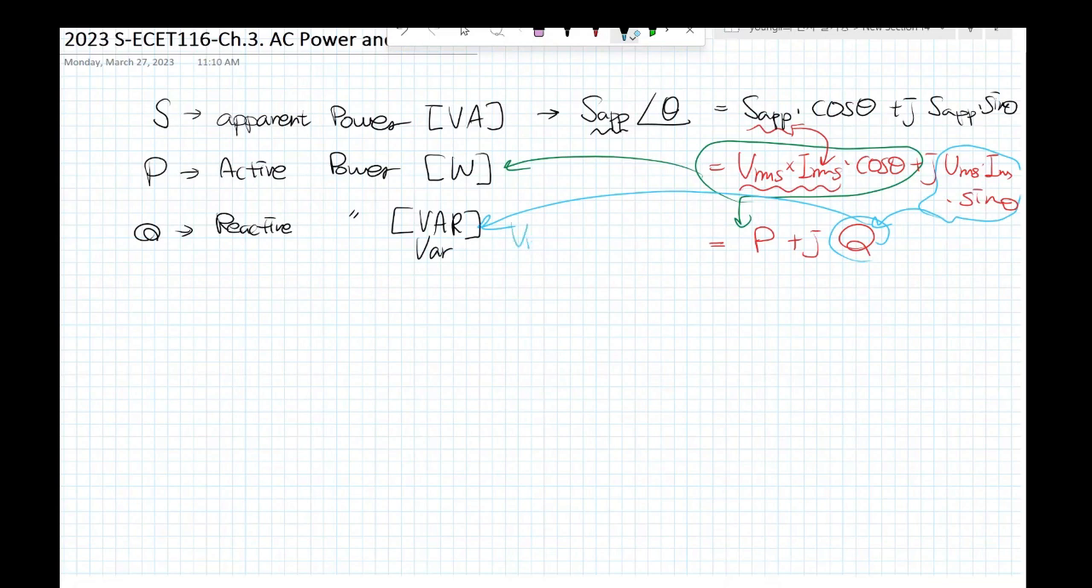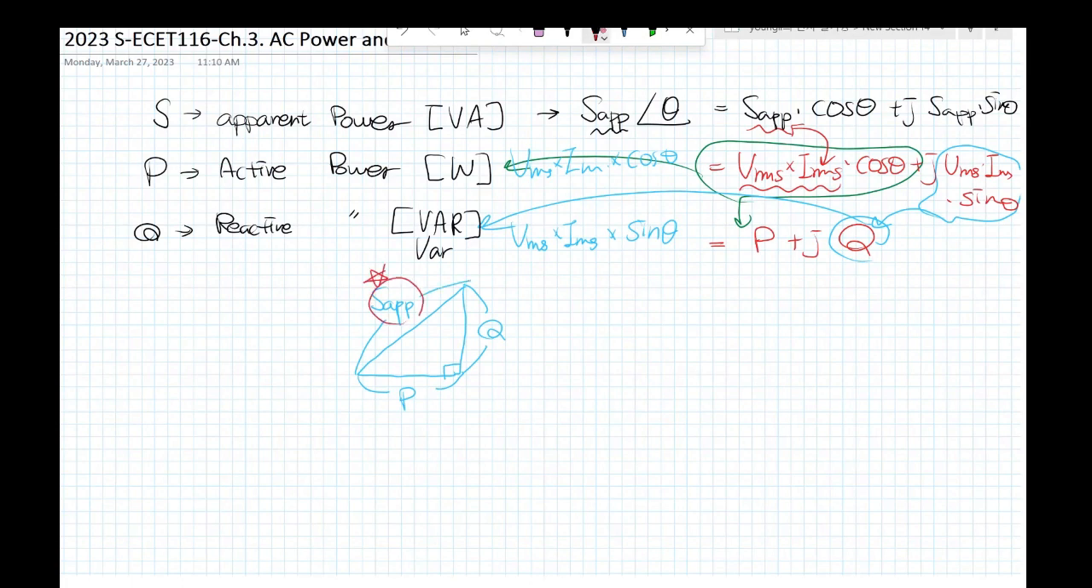So V RMS multiplied by I RMS times sine theta is Q, and V RMS times I RMS times cosine theta is P. So in the power triangle, that is the angle, that is the P, and that is the Q. That is S sub APP, and that's very important, not S. What is the S sub APP? Like this one. What is the theta? Like this one, okay?